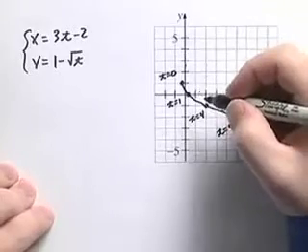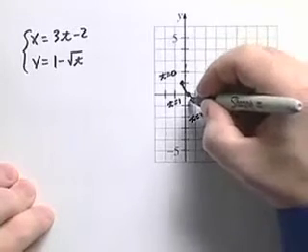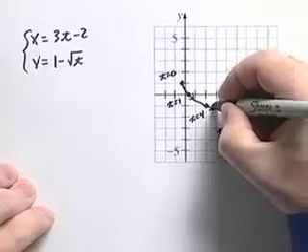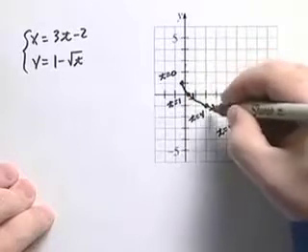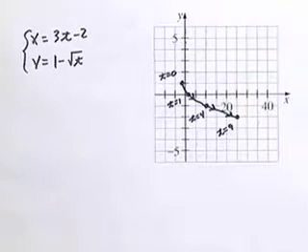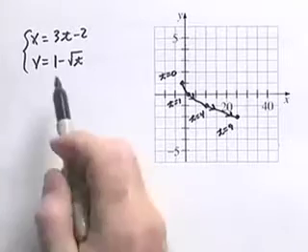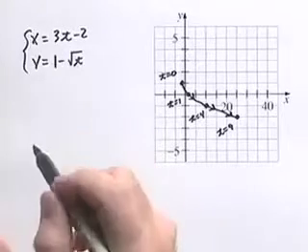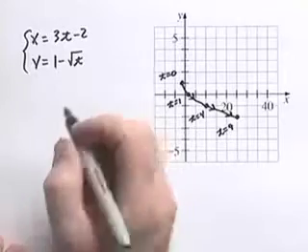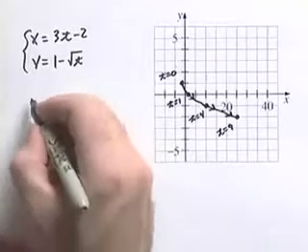We also need to show the orientation for these parametric curves. The orientation will be in this direction. As t increases, the graph is going this direction. And so there's the graph of our curve. The next thing we need to do is find the rectangular equation for this curve. To do that, we need to eliminate the variable t from our equation.